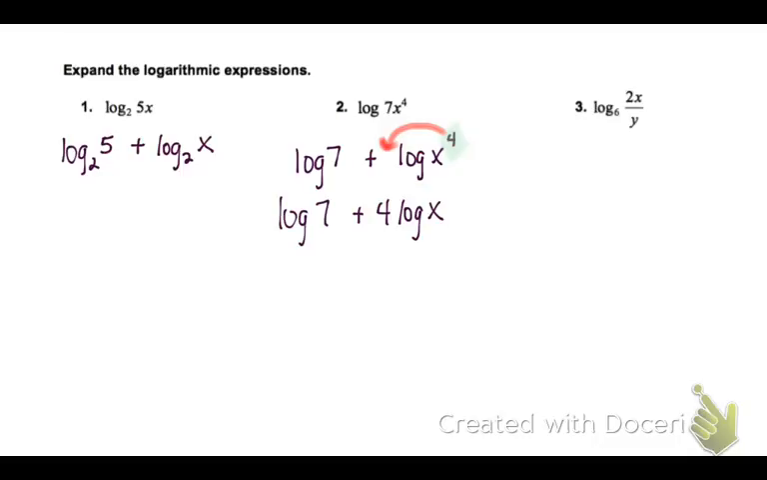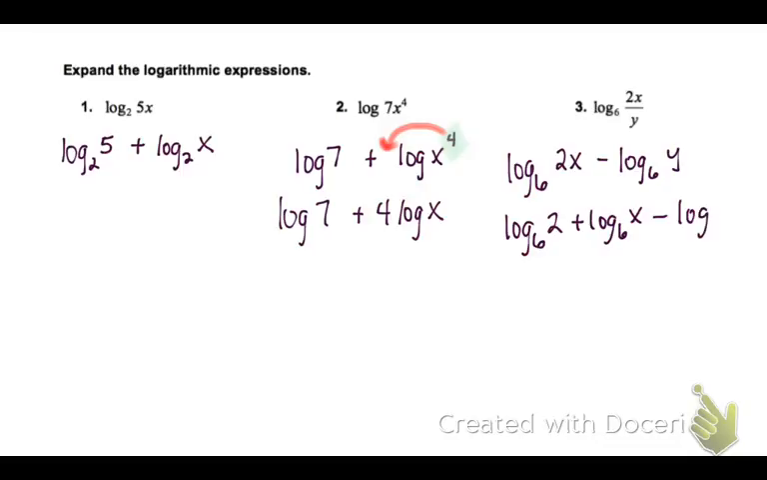With my last one, I have division going on, so I need to start by breaking up my division with subtraction. So log base 6 of the top, which is 2x, minus log base 6 of the bottom, which is y. Now, this term, log base 6 of y, is done. Y is just by itself, no multiplication, division, or exponents going on. But my 2x, I still have multiplication in there. So I'm going to break that up as log base 6 of 2 plus log base 6 of x. And I still have minus log base 6 of y.